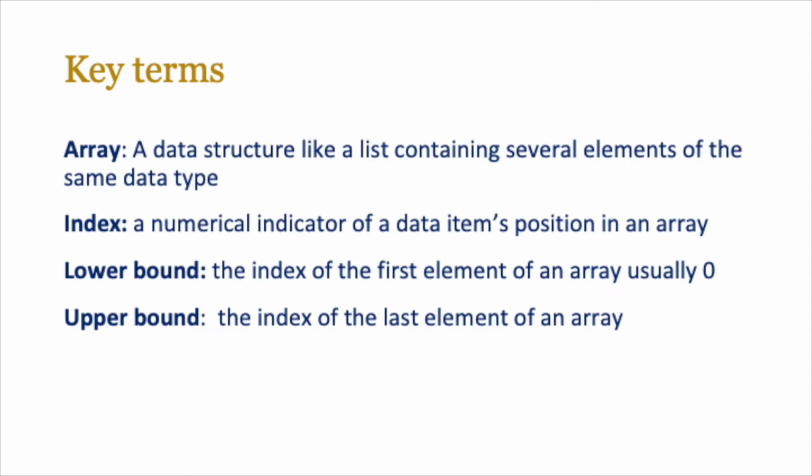So in this case index 0 could be the first one, and the upper bound is the index of the last element of the array. So if your array had 10 items, you might have index 0 as the lower bound, index 9 would be the upper bound. So when we are referring to arrays in exams, we use index, lower bound and upper bound, and that's the language they will be using to express arrays.